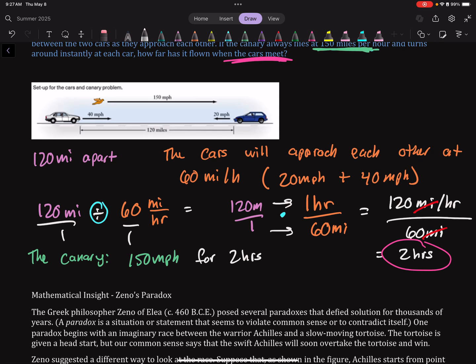So we just multiply by 2. 150 miles per hour times 2, we get 300 miles. So if you're traveling 150 miles per hour for 2 hours, you have traveled 300 miles.